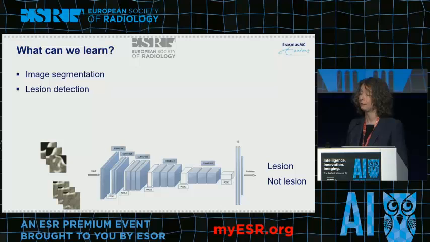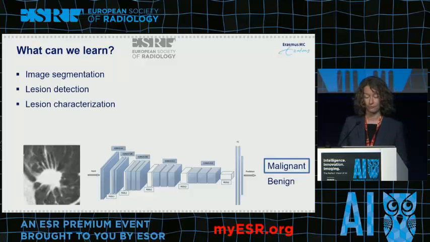We can feed the network with patches that contain lesions or do not contain lesions, and then if we train the network to discriminate between patches with lesions or patches without lesions, we can use this for lesion detection. We can also characterize lesions. If we train the network with patches of lesions for which we have, for instance, a biopsy ground truth telling us whether the lesion is malignant or benign.